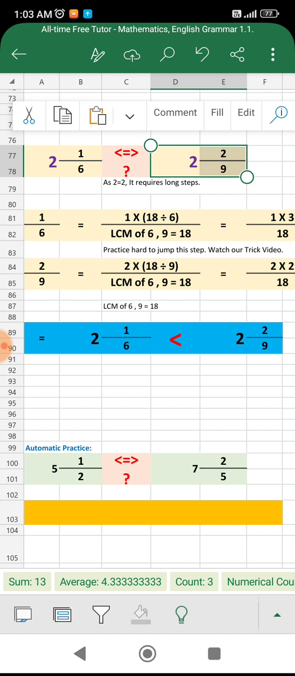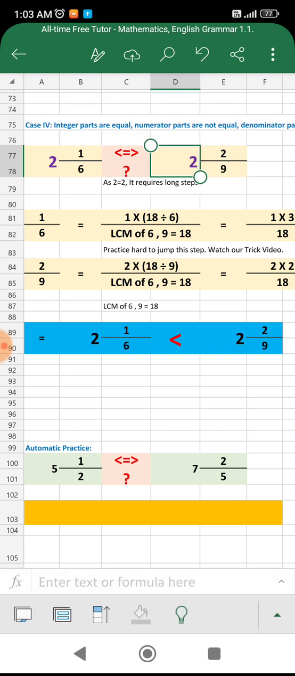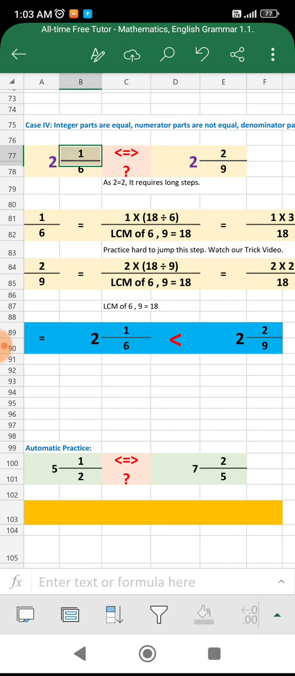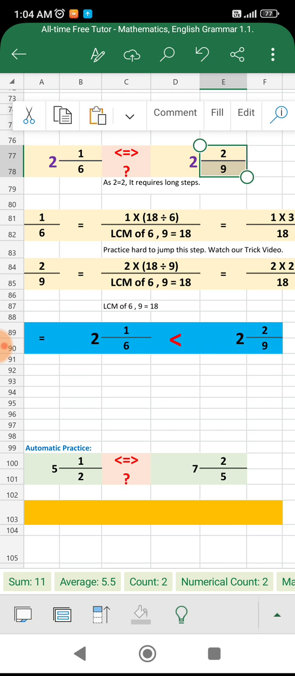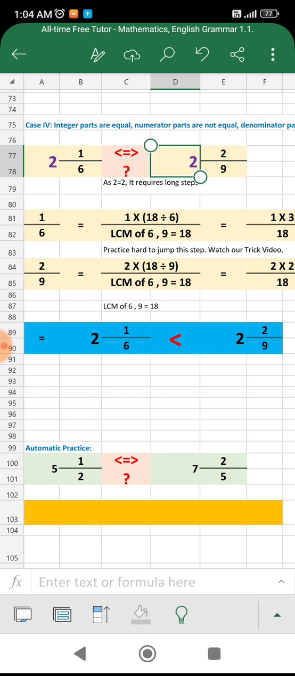But in your exam, maybe this number will not be given. If it is not given, that means both integer parts are equal. Don't worry. In your book, maybe the numbers are given as 1 by 6 and 2 by 9. Which one is greater? Which one is smaller? No matter. 2 by 9 means 0 whole 2 upon 9. That means here also 0, here also 0. That means the integer parts are equal. Got it?